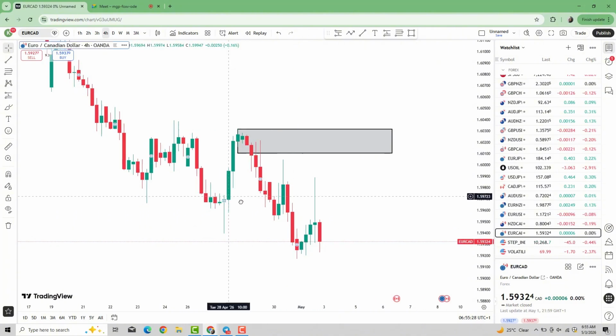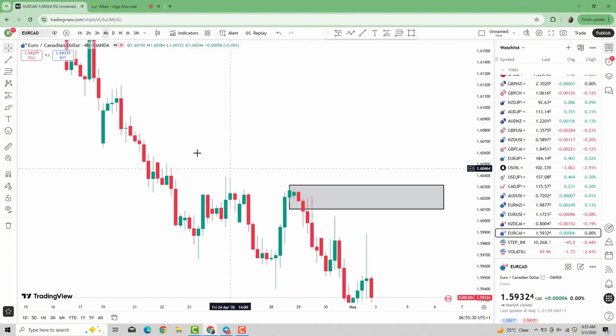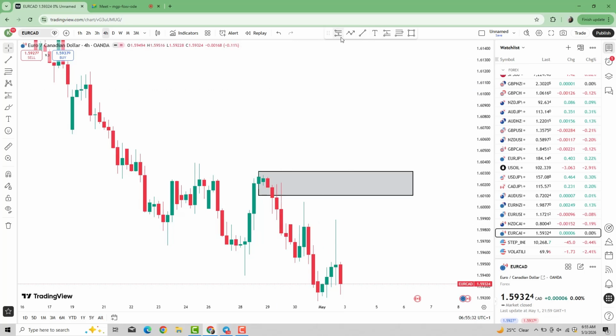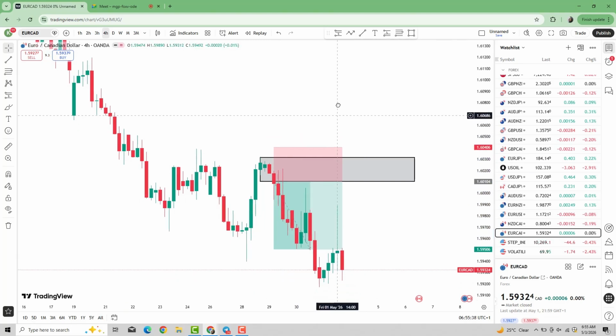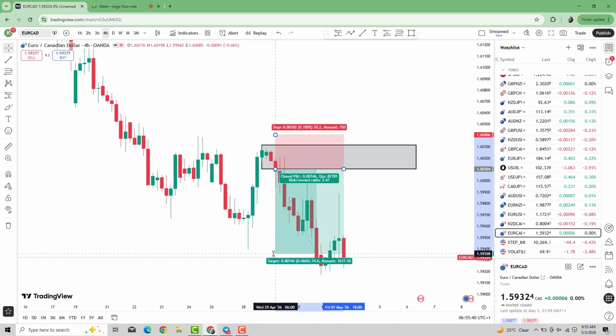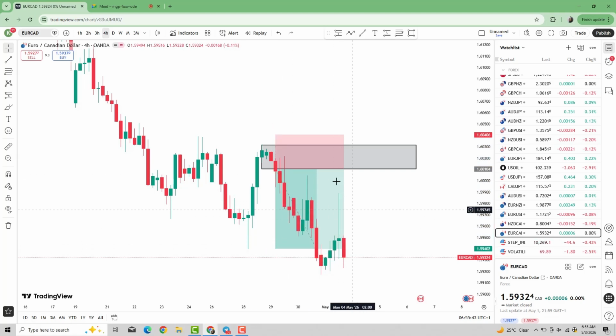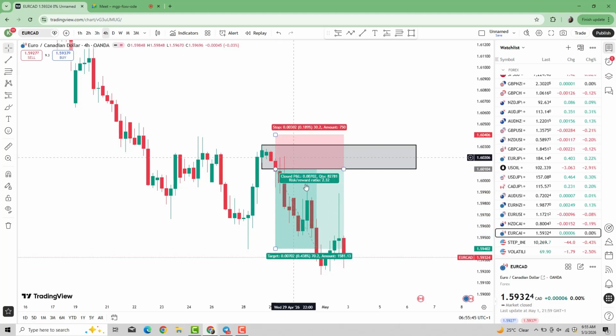The trade was on the 4 hours time frame. My entry was from here, my stop loss was a little bit above here, and my take profit was here. So this was how the trade was.